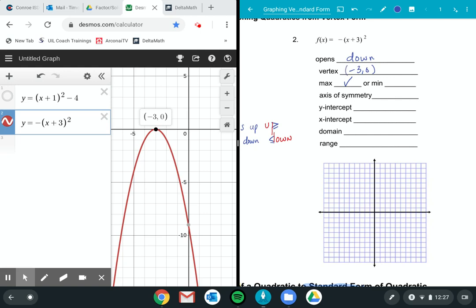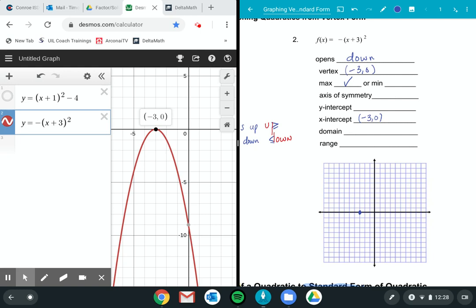Now I'm going to stop here. If that's at -3, 0, what is my vertex also in this case? Look at where the vertex is on this graph. What axis is it on? The x, which means my vertex is also my x-intercept. So I'm answering 2 questions with 1 point, which is nice.